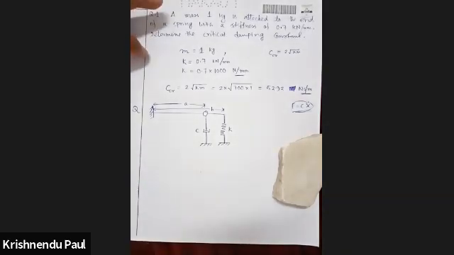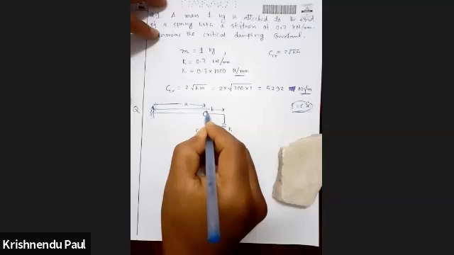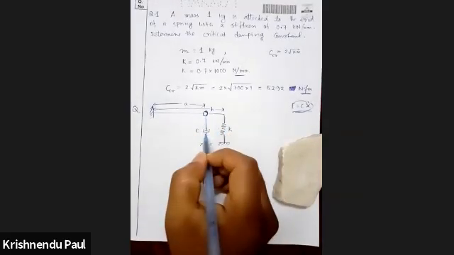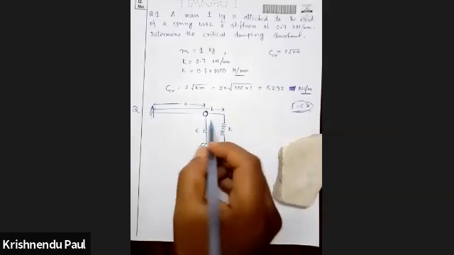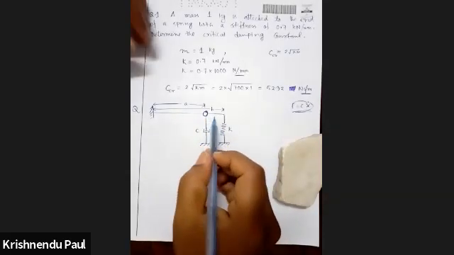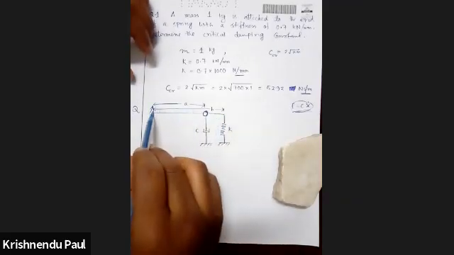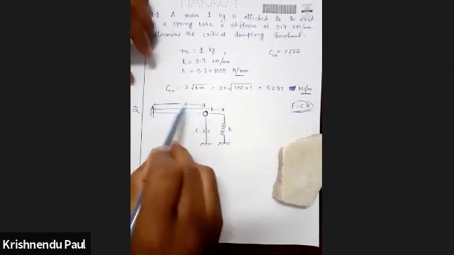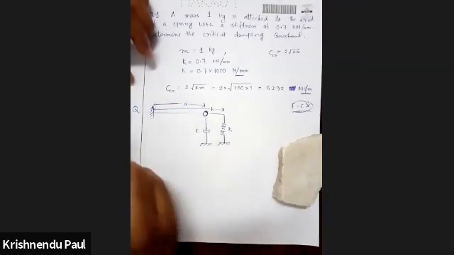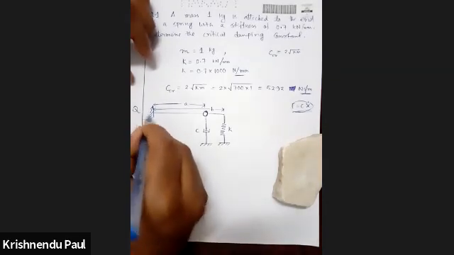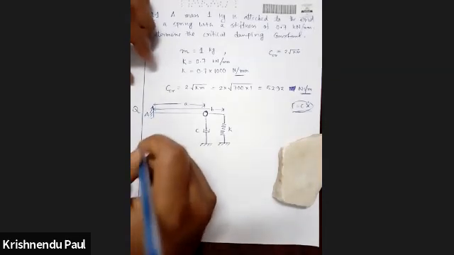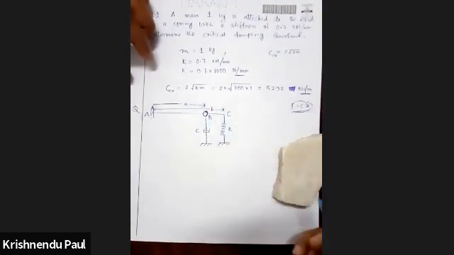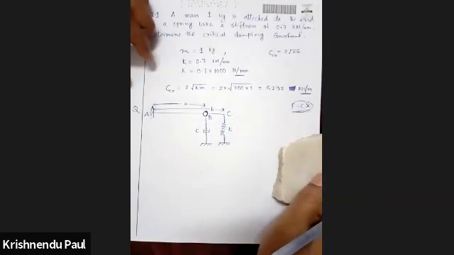Okay, this is the figure. Suppose this is the mass. The mass is attached with a damper and a spring, but the spring is attached at a distance b from this point, and the mass is at a distance of a from this point. Let us give a name to this point, c. Have you understood the figure?